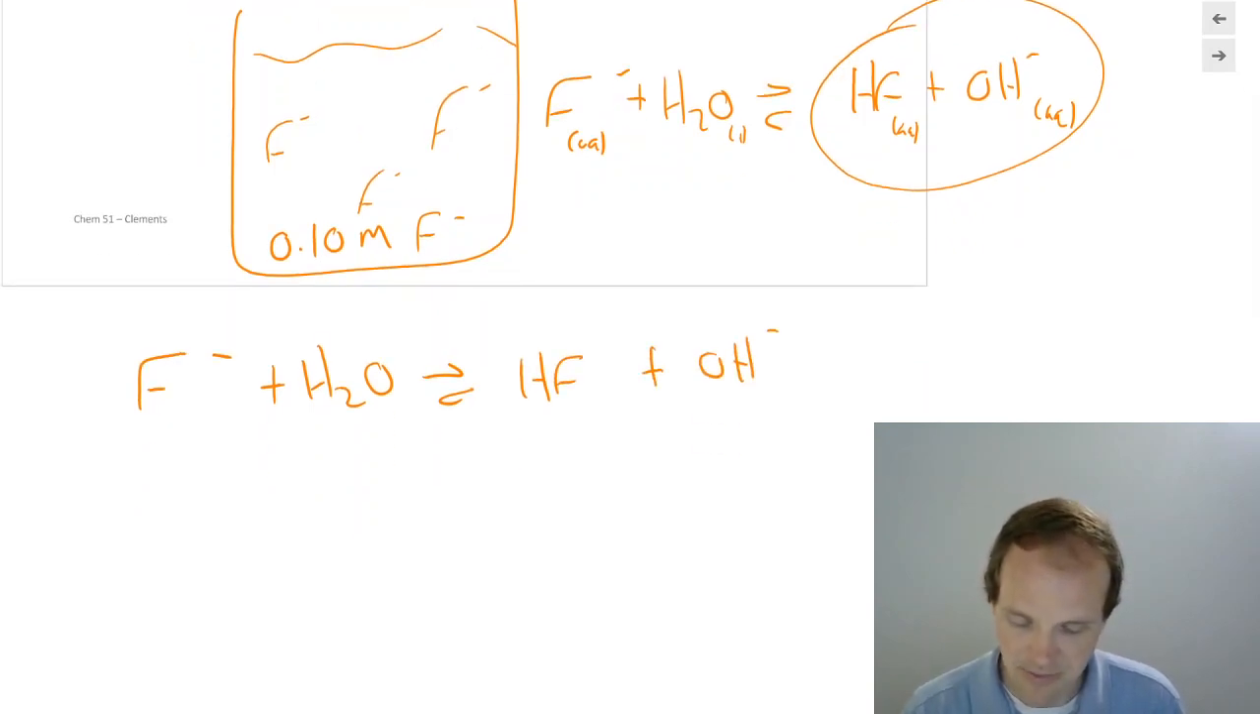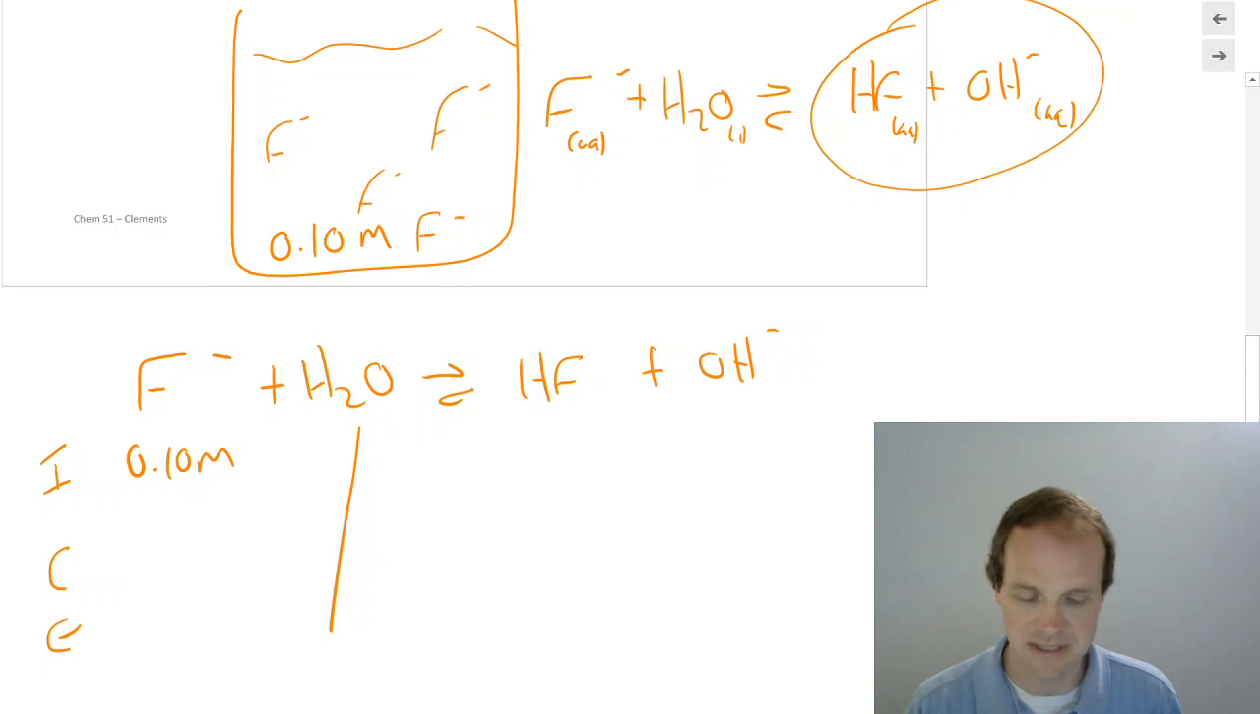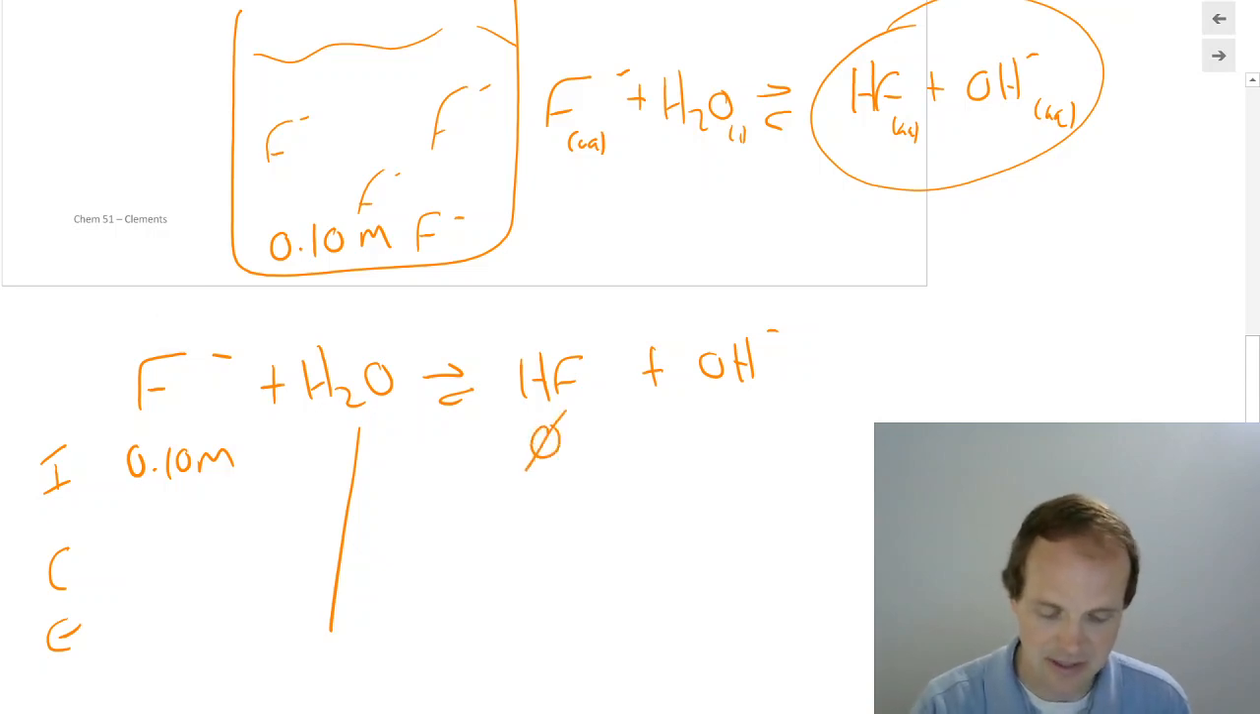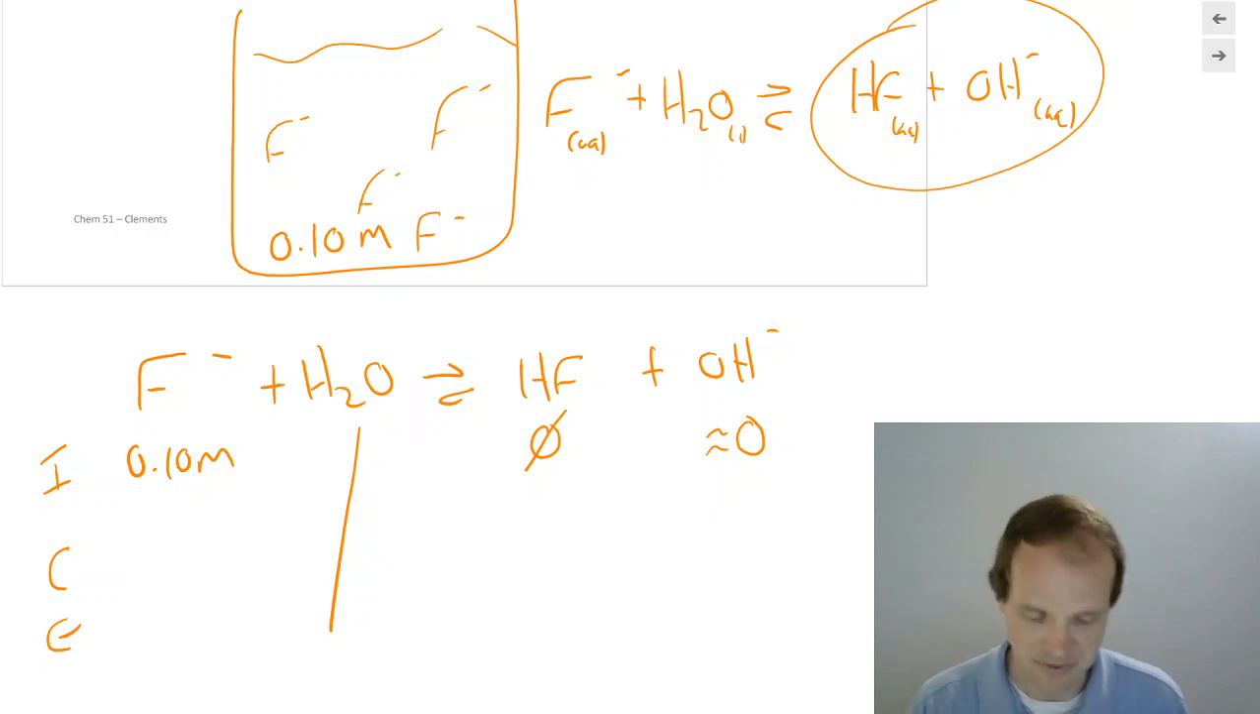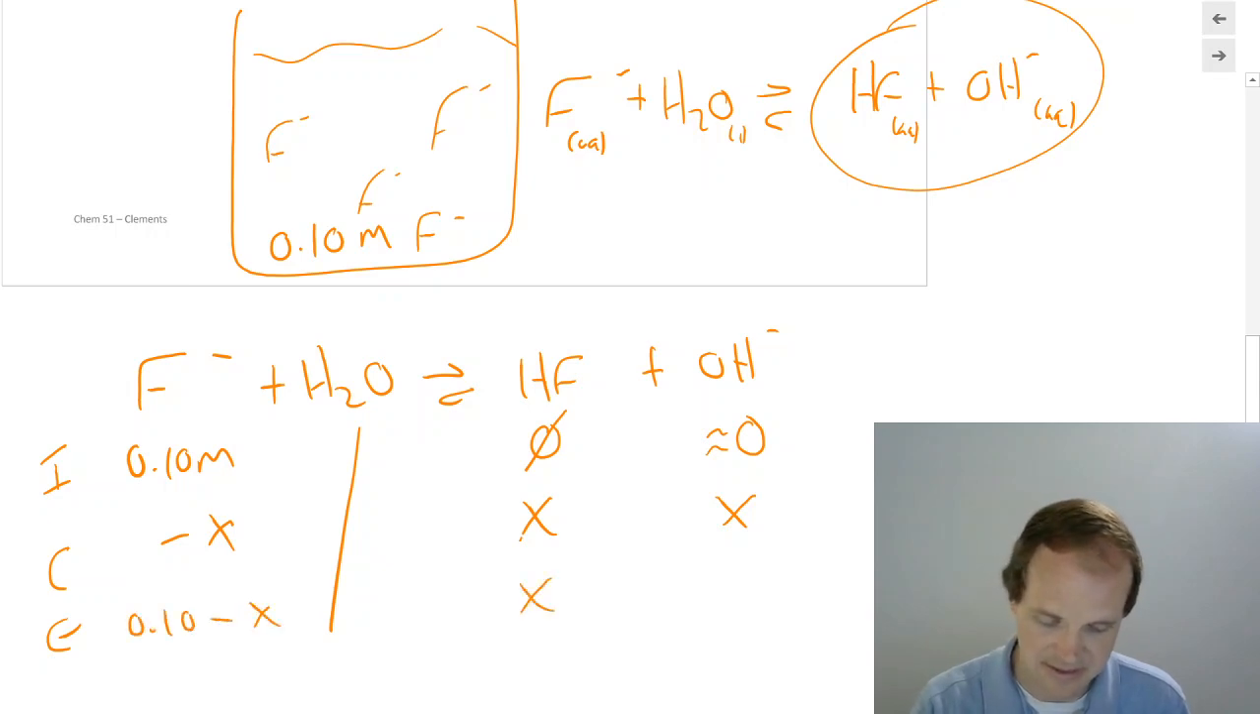And that's great. We ICE this. We have 0.10 molar. We don't care about water because it's a liquid. HF, we don't have any to begin with. OH-, we have the contribution from water. It's not 0, but it's probably close enough to 0 that we don't have to worry about it. And we go ahead and do our ice table, and guess what this ice table is going to look like? Yeah, every single other ice table we've done in this chapter so far. X, X, minus X, 0.10 minus X, X, X.